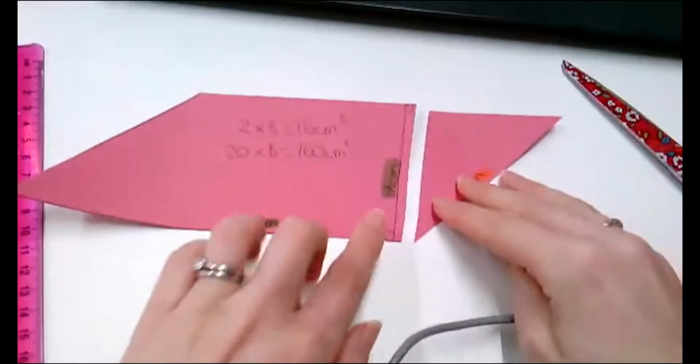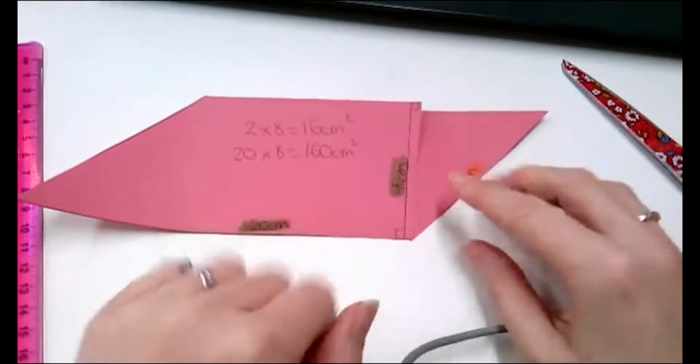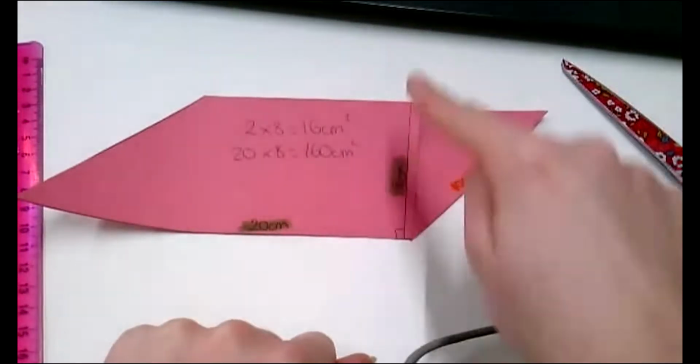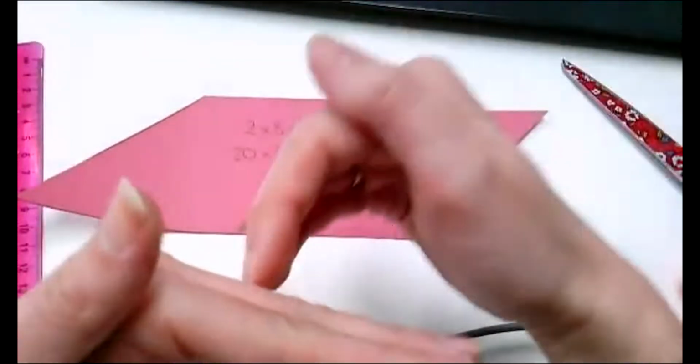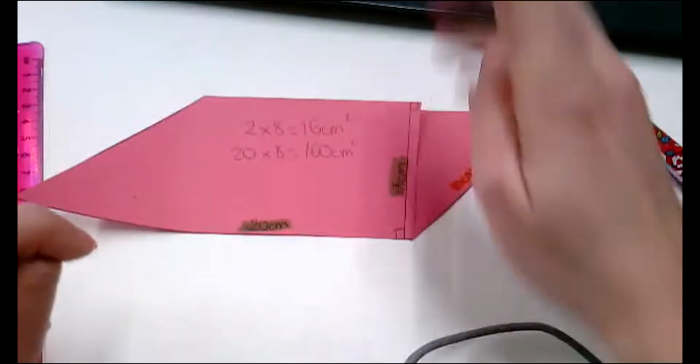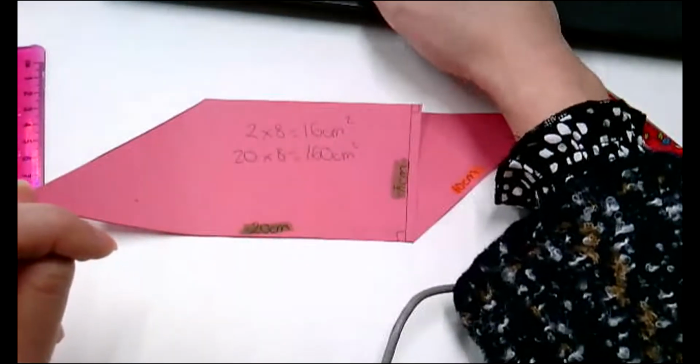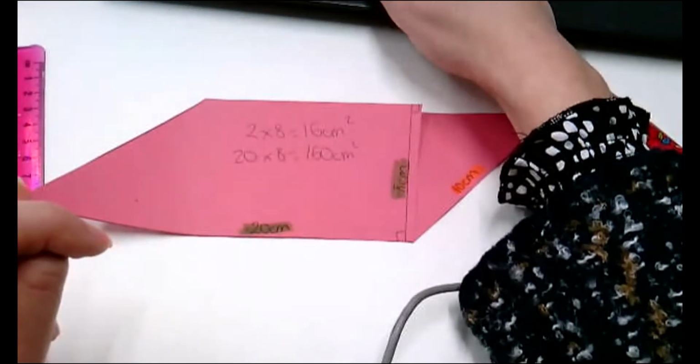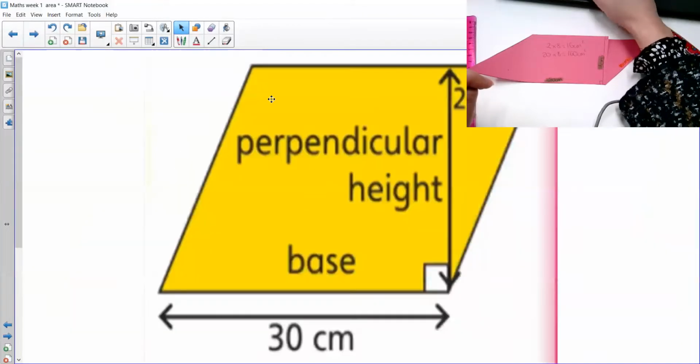So if I put these back, can you see that you are trying to find the perpendicular height and the base, and they meet at a right angle, and then we times. Okay, I'm just going to share the screen again so that you can see that on here.